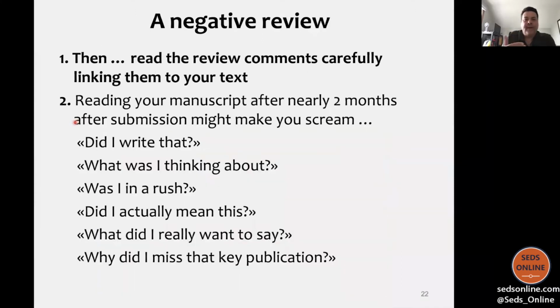So then read the review comments carefully, linking them to your text. And, you know, one of the things to keep in mind is that when rereading your manuscript, sometimes after 2 months of your paper being in the review process, after submission, you might forget certain key points. In fact, it might be to the point where you want to scream after having to go back to the manuscript and make further changes.